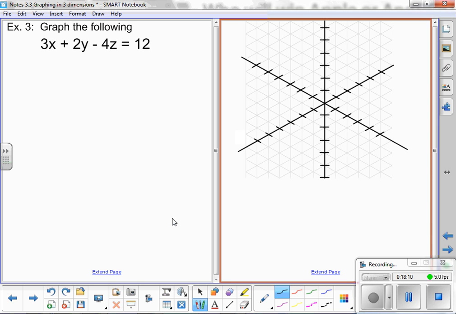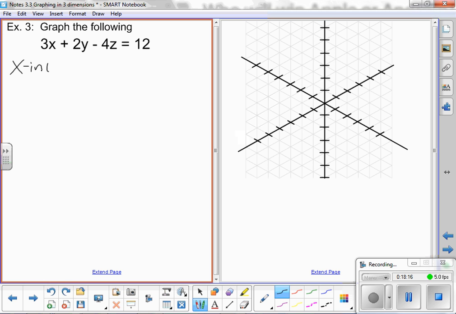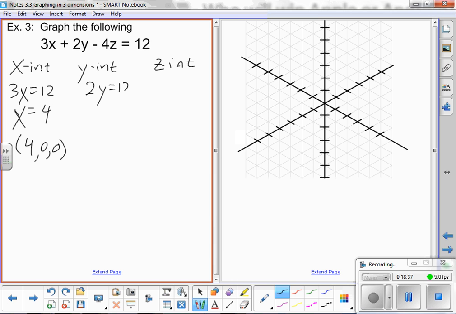Go ahead and pause the video if you want to, and then try it on your own, but I'm going to do the answer right now. So make sure you identify your x-intercept, your y-intercept, and your z-intercept. So x-intercept is 3x equals 12. Your x will end up being a 4. Whoops, that turned into a y. That's supposed to be x. Okay, so it's (4, 0, 0). Y-intercept is 2y equals 12, so y equals 6. This is (0, 6, 0). Z-intercept is negative 4z equals 12, so z equals negative 3, so (0, 0, -3).